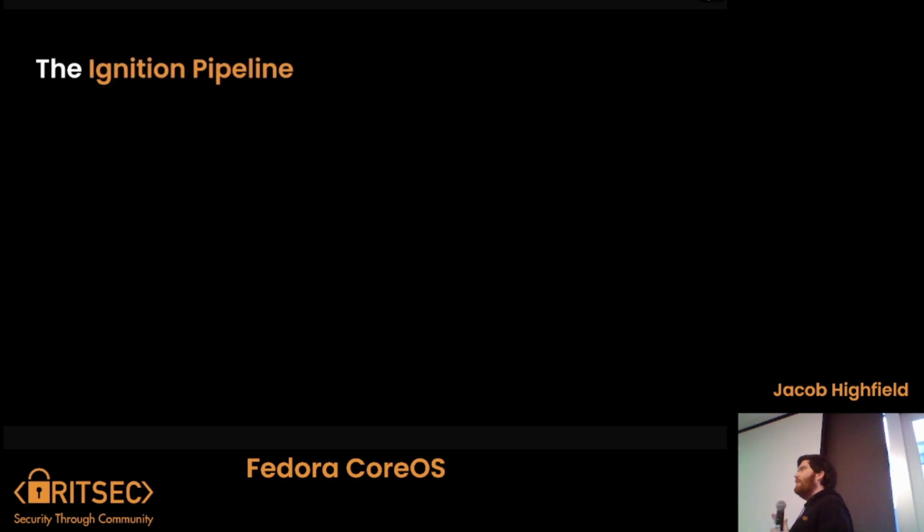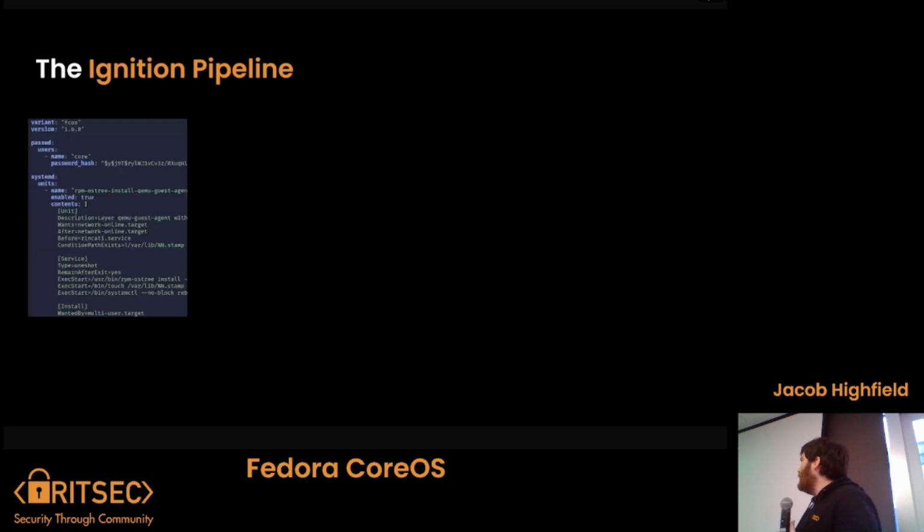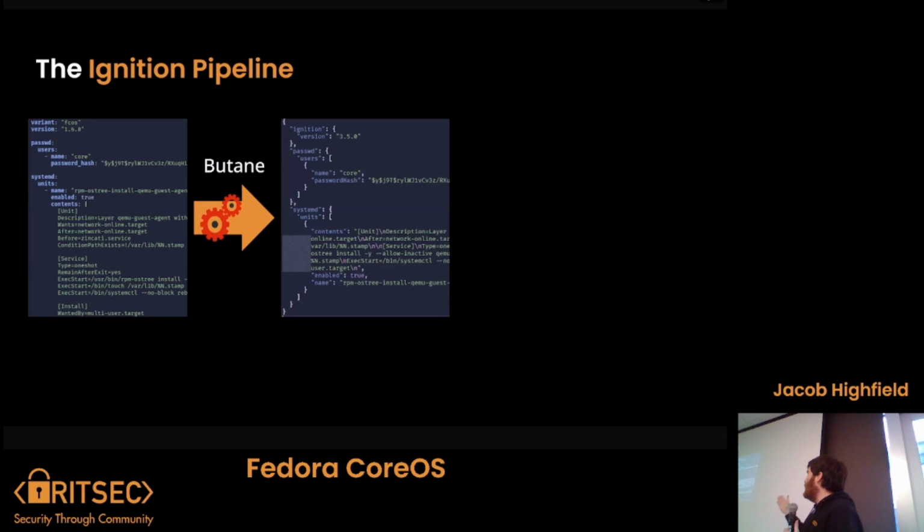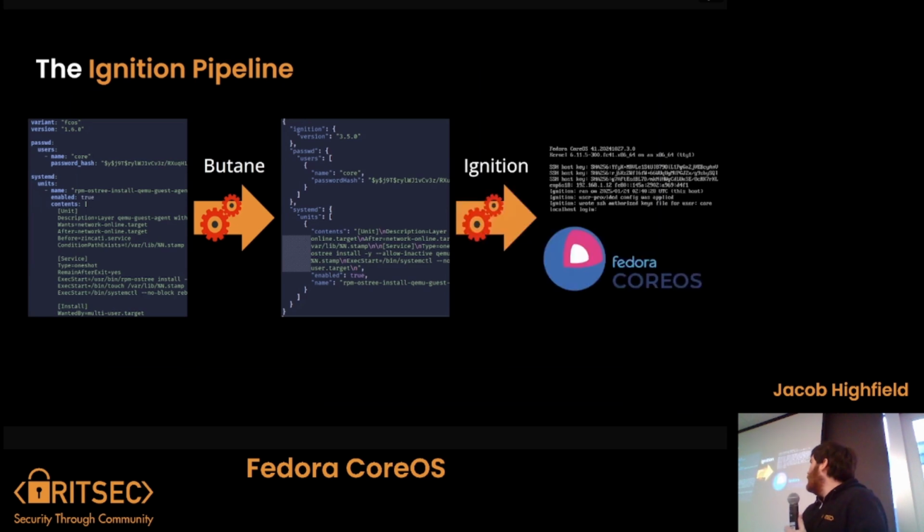So let's look at a little bit of the Ignition pipeline real quick. You have your Butane file, which is this nice YAML-looking file, and you can set a user, give it a password hash, a systemd service right there. In that example, the systemd service is inline with the file. And you use Butane to turn it into that first Ignition file we saw. Then once you have that Ignition file, you pipe it into CoreOS, it boots, and it automatically provisions all of the settings that you've defined.